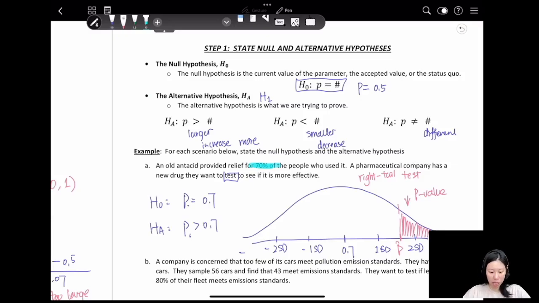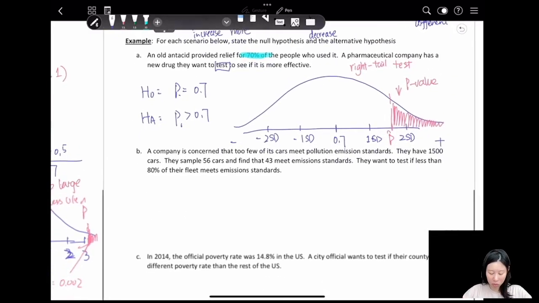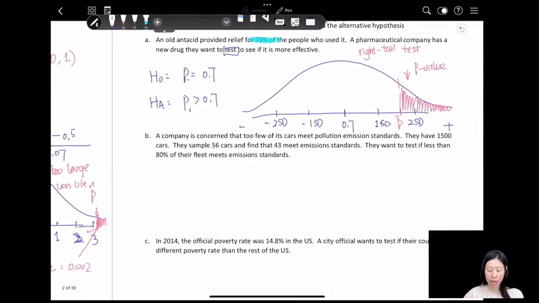Okay, so now the next one. Second example: a company is concerned that too few of its cars meet the pollution emission standard. They have 1,500 cars. They sample 56 cars and find that 43 meet the emission standards. They want to test if less than 80% of their fleet meets the emission standard. So what would be the hypotheses?